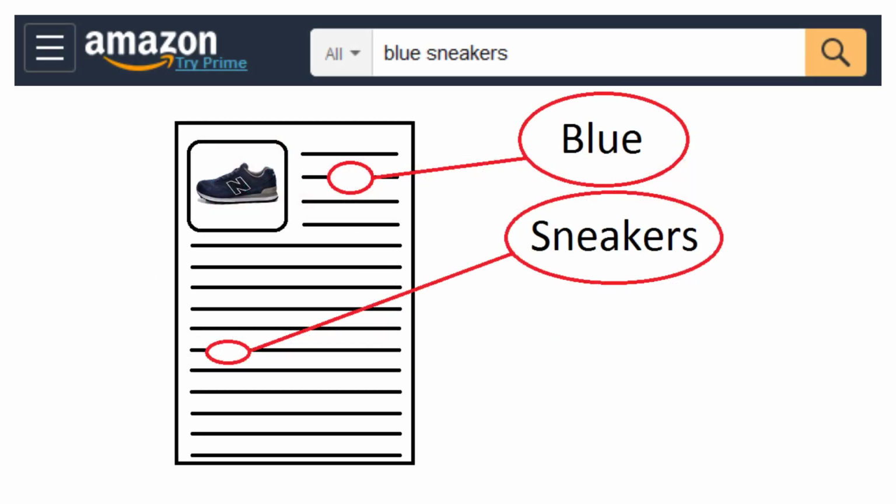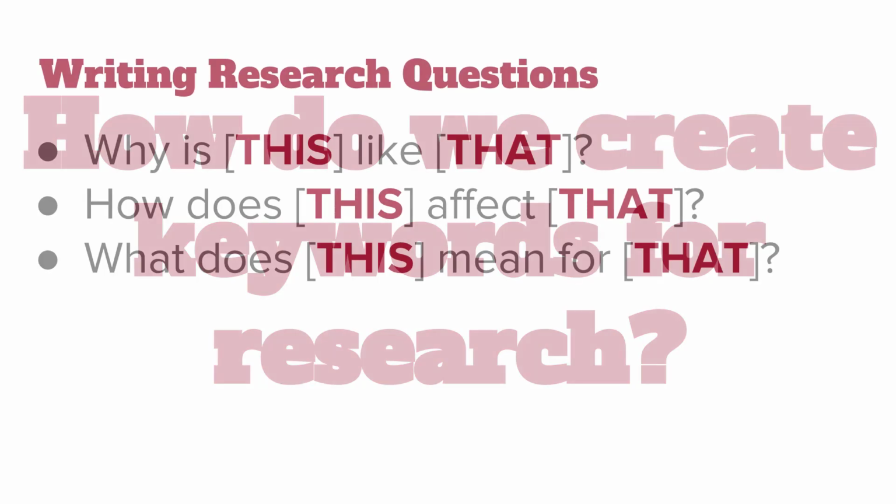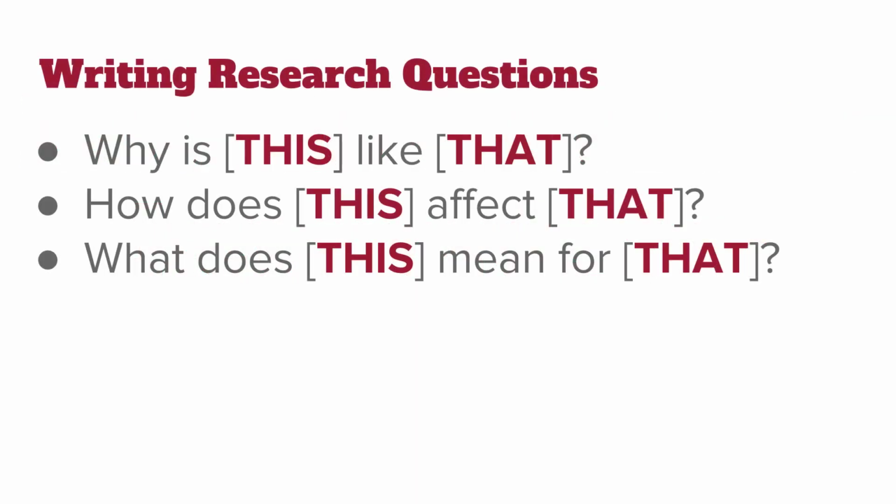When searching Amazon, the words we use to describe the kind of shoe we want are keywords. Blue describes the color we want, and sneakers describes the type. But how does that relate to research? How do we figure out what the most important words are to describe a research topic? Well, the best place to start is right where we left off with our research questions.